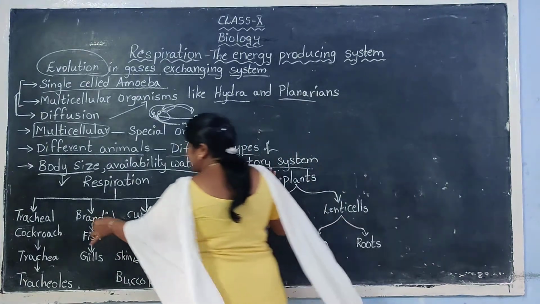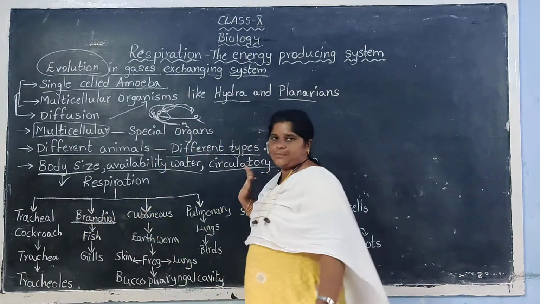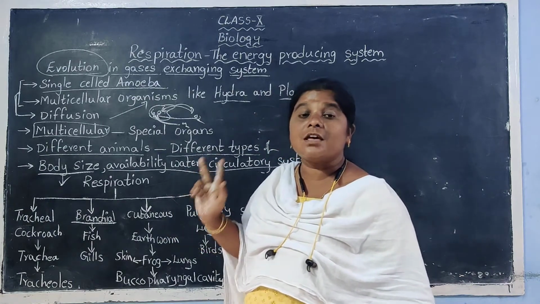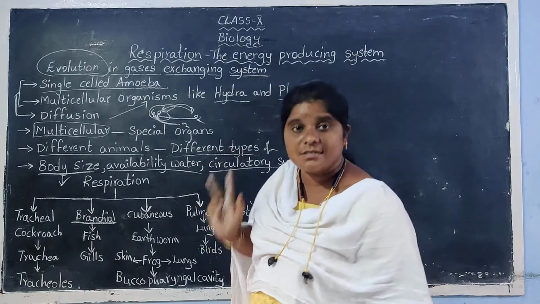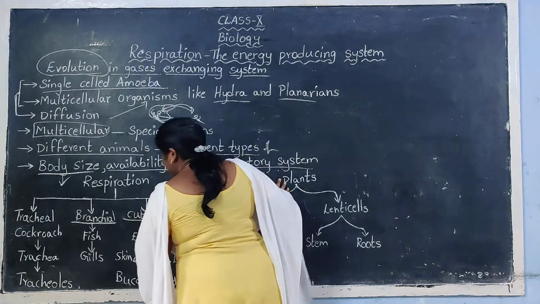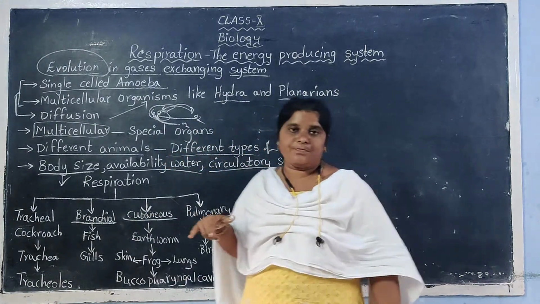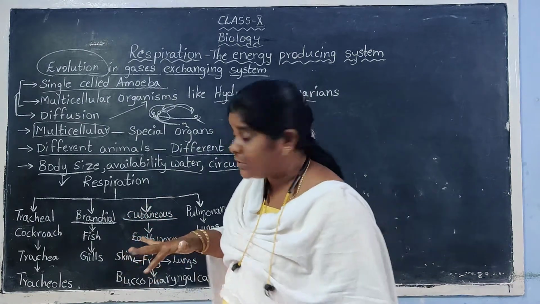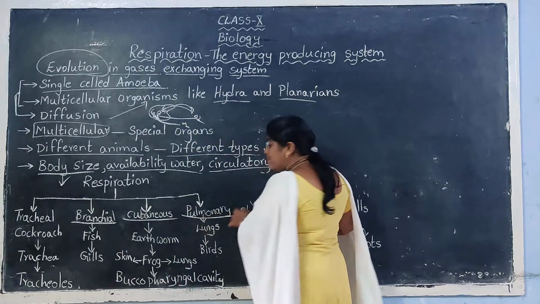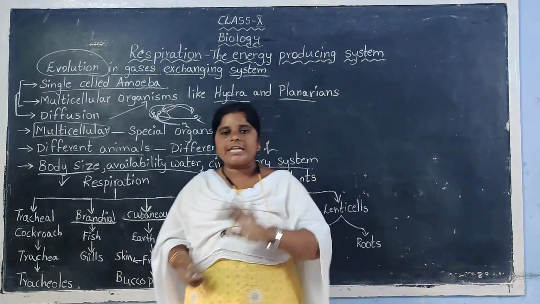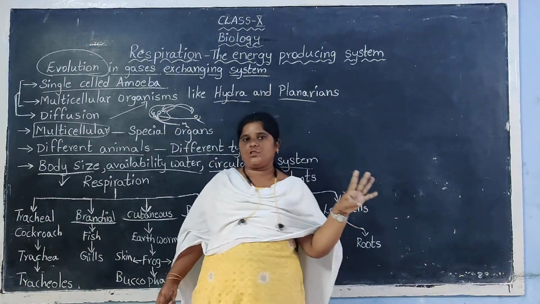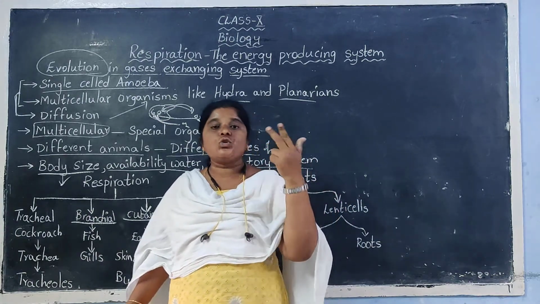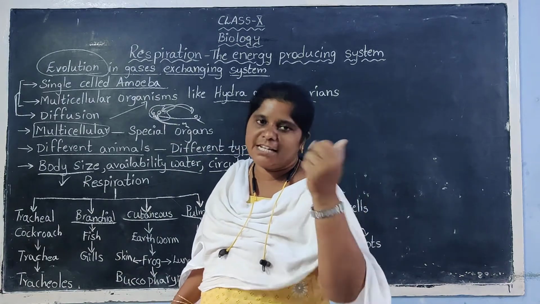The second one is bronchial respiratory system. The third one is cutaneous respiratory system. And the fourth one is pulmonary respiratory system. So totally how many types of respiration do you have? 4 types: tracheal respiration, bronchial respiration, cutaneous respiration, pulmonary respiration.